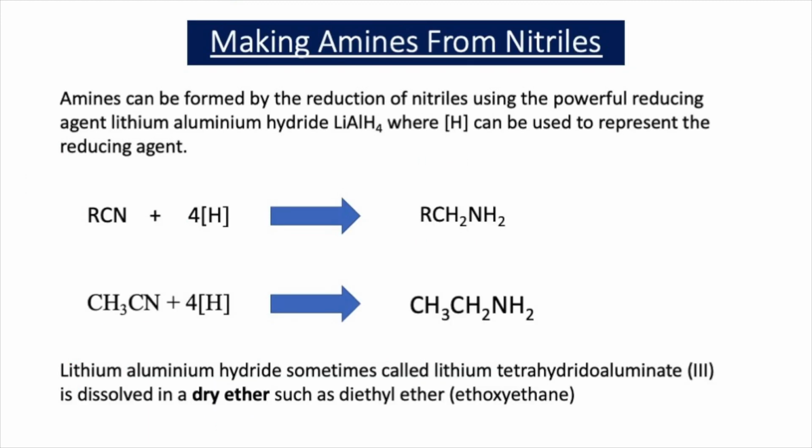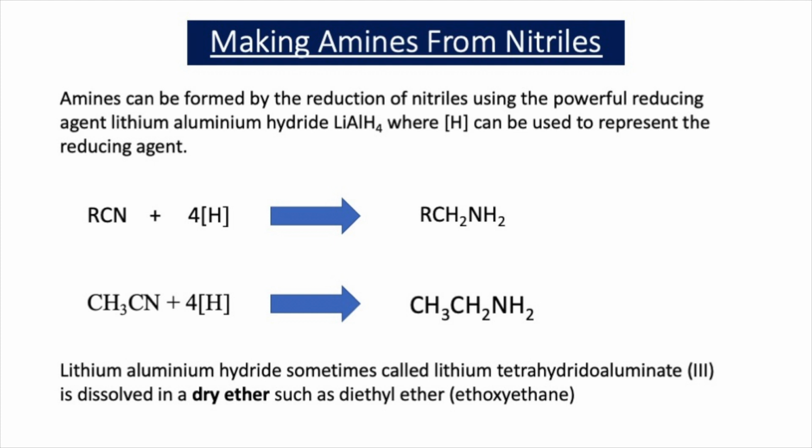Now the second way to make an amine is from a nitrile. Now amines can be formed by the reduction of nitriles using the powerful reducing agent lithium aluminium hydride, LiAlH4. And we've come across lithium aluminium hydride previously when we talked about the reduction of aldehydes and ketones.